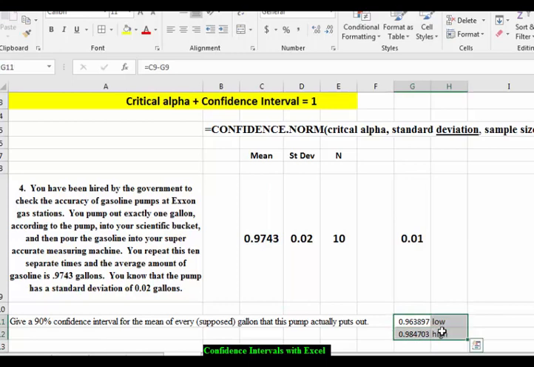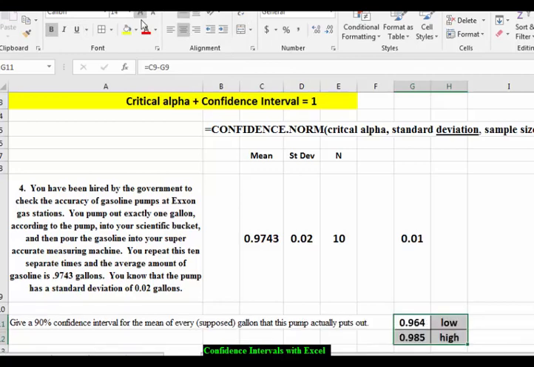And so whoever owns this gas station is in serious trouble. You know why? Because it's not putting out a gallon, right? The person doing this test is 90% sure that the average gallon that this machine is putting out is really between 0.964 gallons and 0.9585 gallons. So the government's going to get him. Okay, so that's the confidence interval for this.